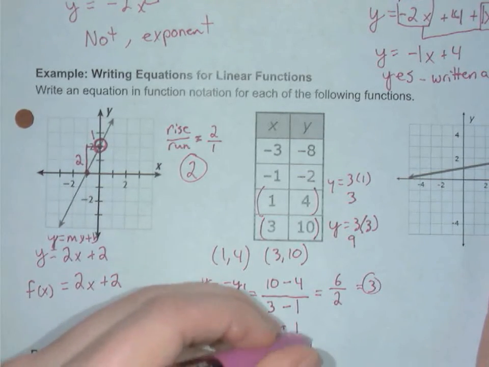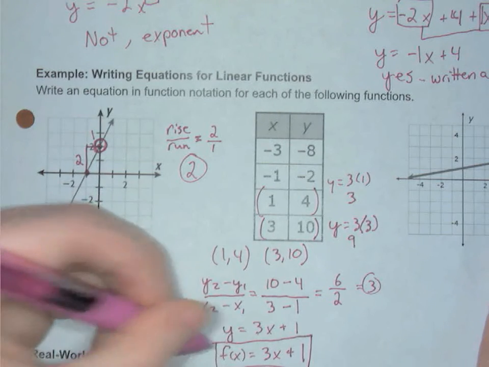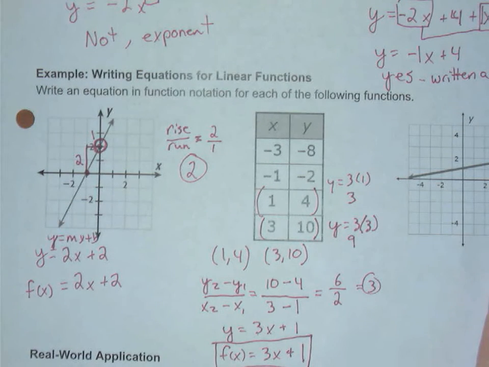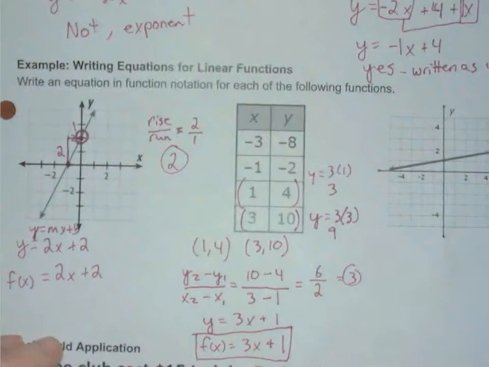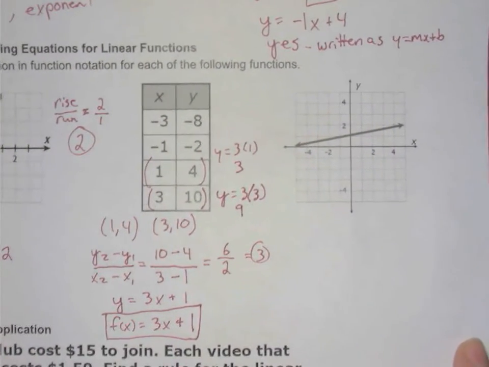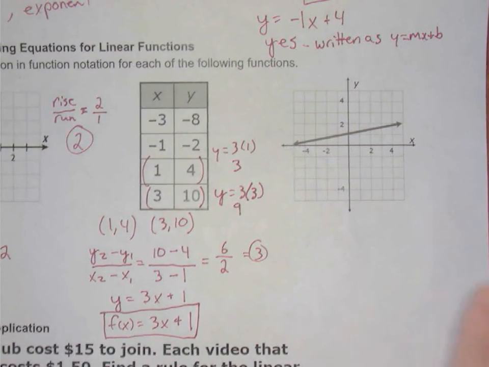My final function is f of x equals 3x plus 1. Alright, same thing as y equals 3x plus 1. We just write it with an f of x in the front instead. Let me move this over for you. Here is another graph that we're going to find the equation for.